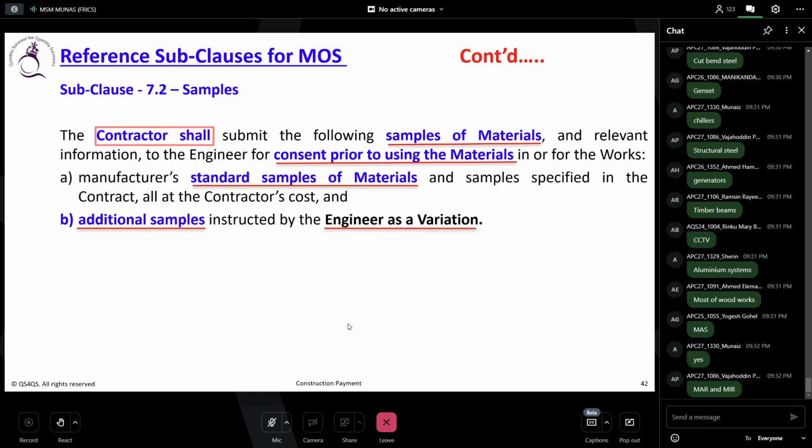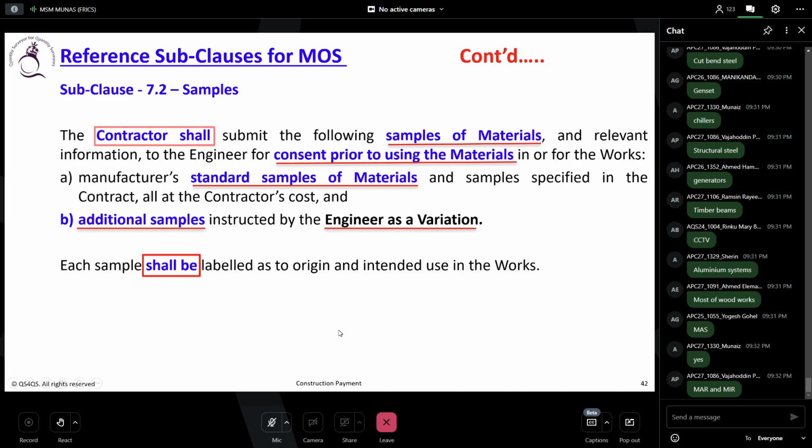So you have to have a strict procedure. Since all of you are now listening to what is happening in this project, keep very specific terms defining this responsibility. Otherwise, it's going to be a cost, and the contractor is not doing charity here. He is also spending money and time, so that should be compensated. So for additional samples, FIDIC is very clearly reasonable: if instructed by the engineer, it should be treated as a variation. So it will go under sub-clause 13. Each sample shall be labeled with origin and intended use in the work. That's normal packaging detail.